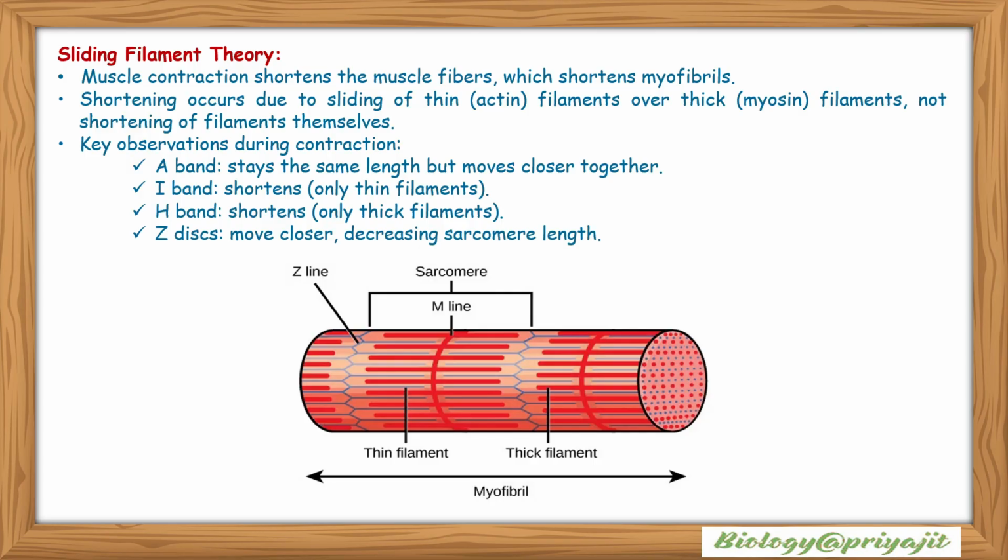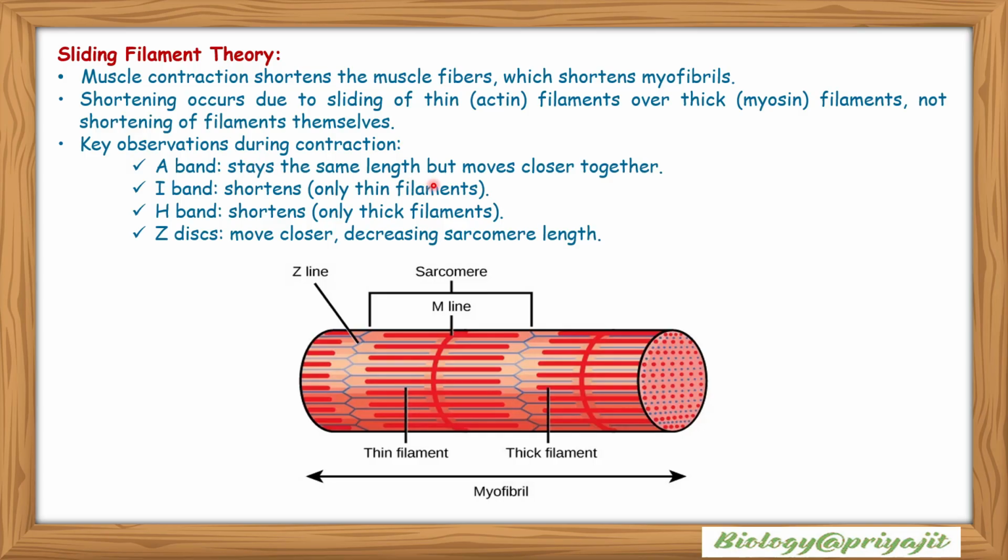Only this theory can explain the mechanism, the molecular and chemical basis of muscle contraction. So what does the sliding filament theory state? Muscle contraction shortens the muscle fiber, which shortens the myofibrils. Shortening occurs due to the sliding of thin, or actin, filaments over the thick filaments, and not due to shortening of the filaments themselves. Key observations occur during contraction.